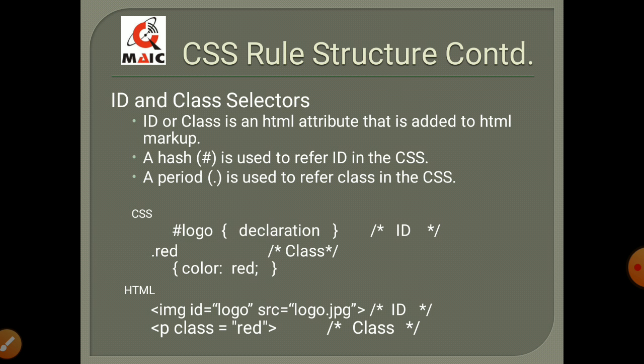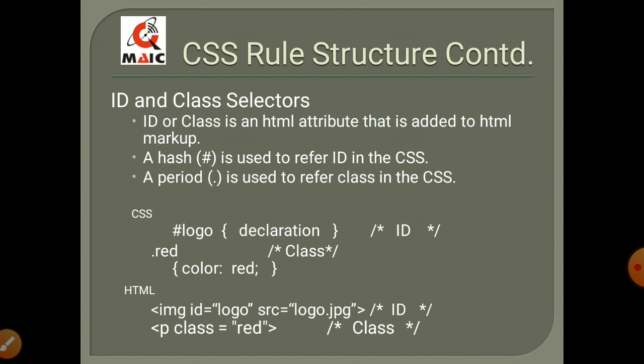The CSS for ID will be hash logo. Logo is the name of the ID which is being referred to in the HTML content, like img id equal to logo. That means the name of the ID is logo. Source, I have given an image, and the CSS related to that particular logo is written in the CSS part, hash logo, and it is mentioned over there whatever attributes you want to add to that particular image.